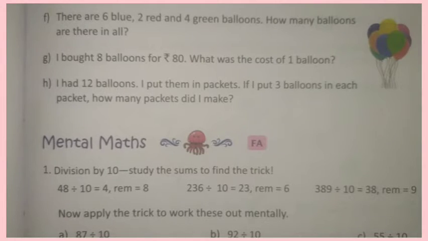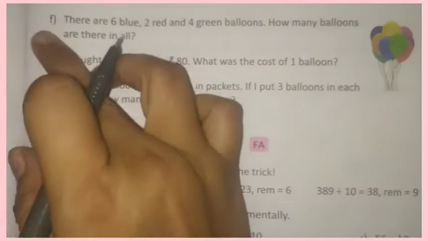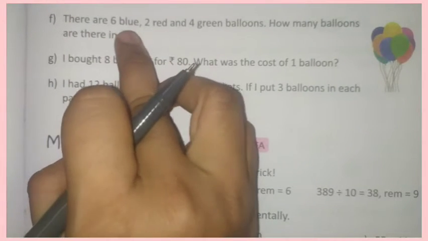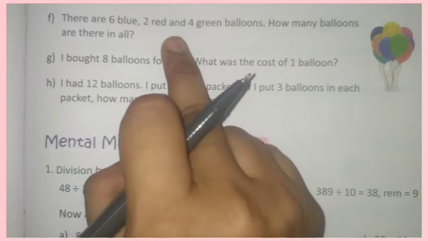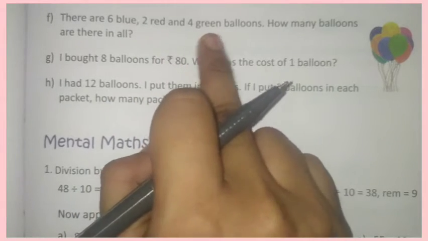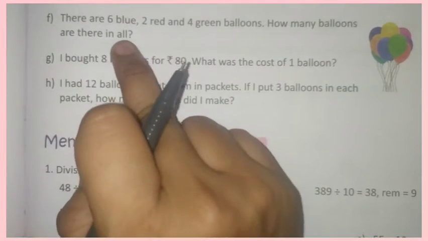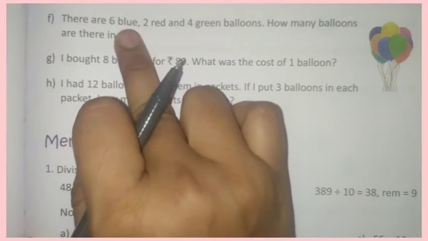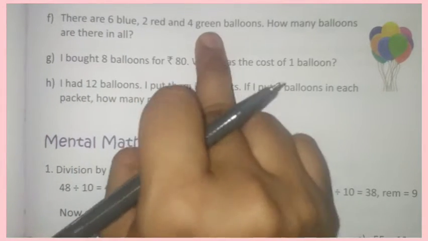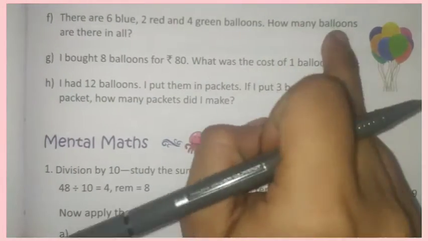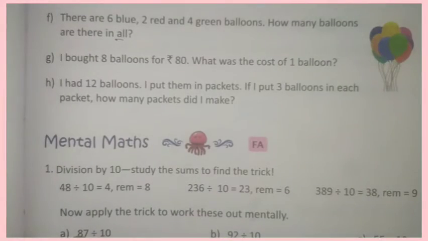Now look at F question. This is textbook page number 161. There are 6 blue, 2 red and 4 green balloons. How many balloons are there in all? In all given means we have to add these. 6 plus 2 plus 4.